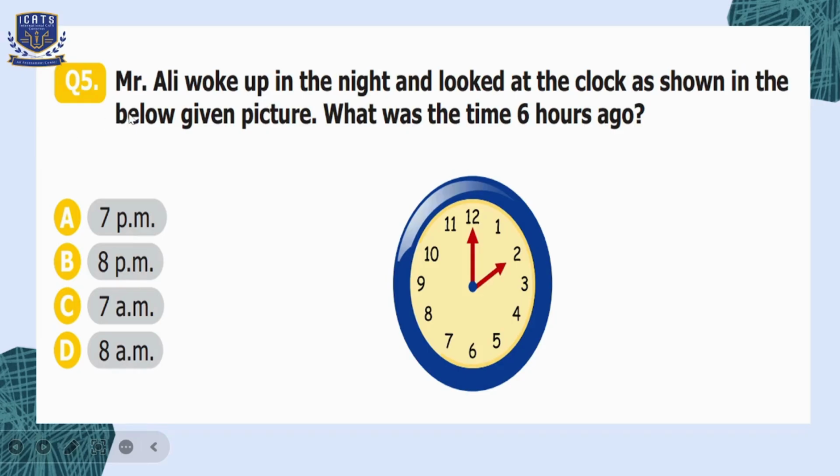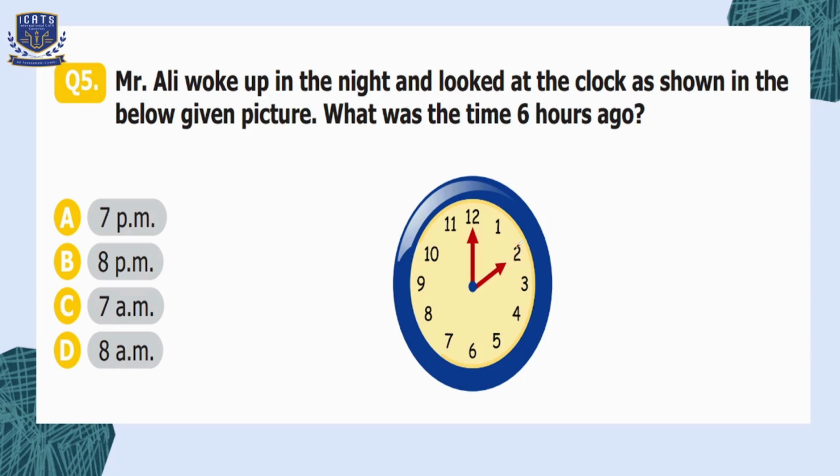Question number 5. Mr. Ali woke up in the night and looked at the clock as shown in the below given picture. What was the time 6 hours ago? So the clock is representing 2 o'clock, but it is 2 a.m. because 2 a.m. is the time when we are sleeping at night. It was mentioned in the question as well. Ali woke up in the night. So when everybody is sleeping.